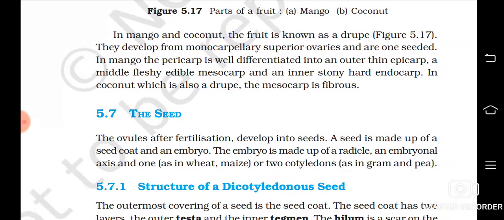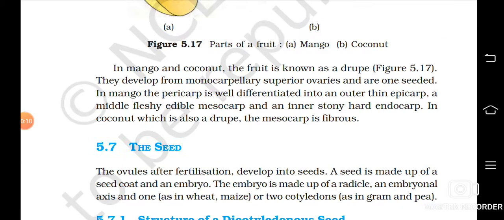So, in the previous classes, we were studying the chapter Morphology of Flowering Plants. We have already studied various topics like the leaf, stem, root, in brief, and also we have studied the flower in detail, isn't it? And also the inflorescence. Now we are going to study about the seed.